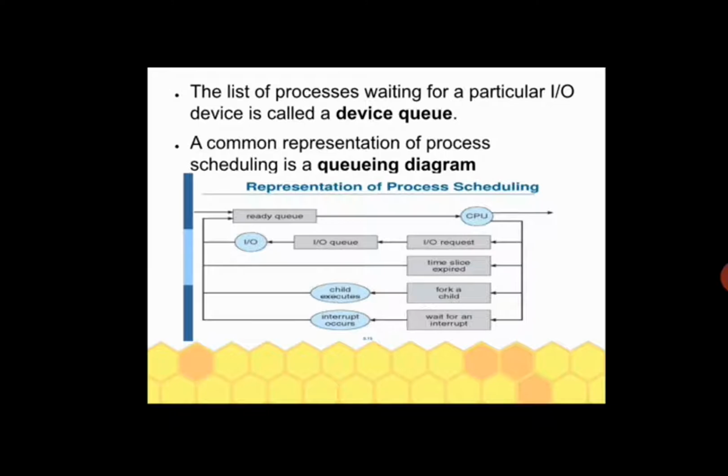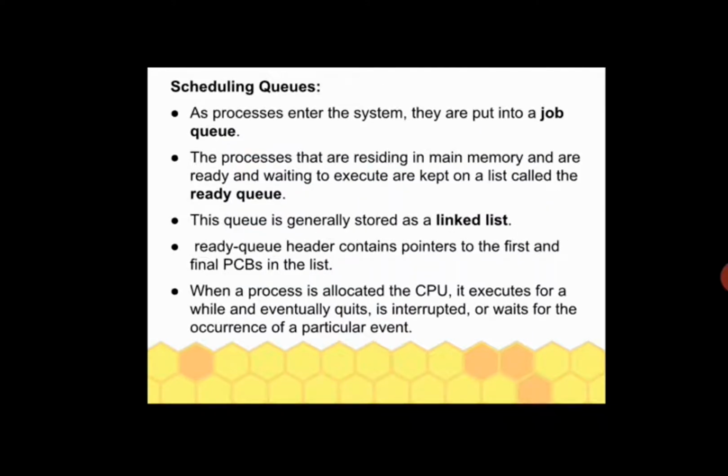So if you are new to the linked list concept, definitely you are going to learn it, or you are going to write a program for a linked list as well. Fine. Now the next thing is, when a process is allocated the CPU, it executes for a while and eventually quits, is interrupted, or waits for the occurrence of a particular event. That means if the process is allowed to execute completely, then it will complete its work and terminate. If it has to wait, then it will be kept in a separate queue.